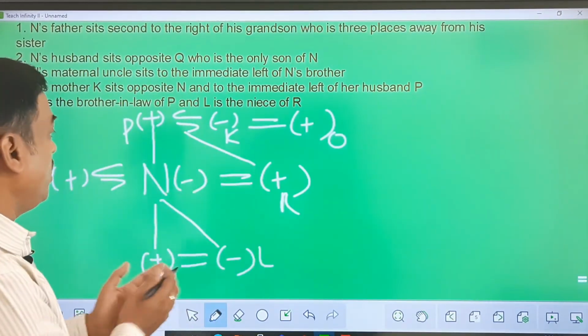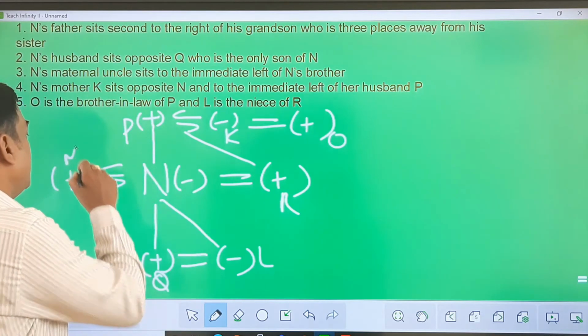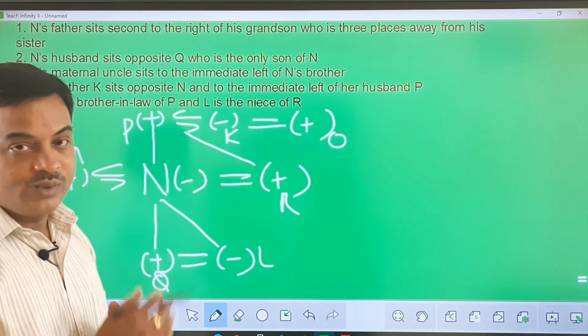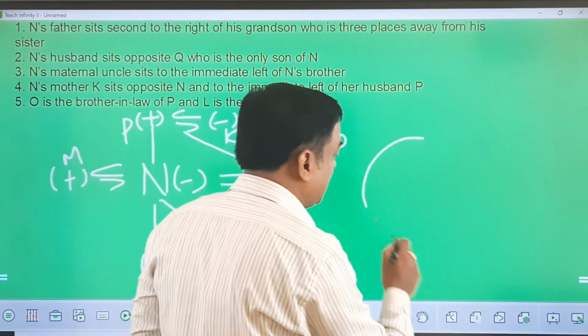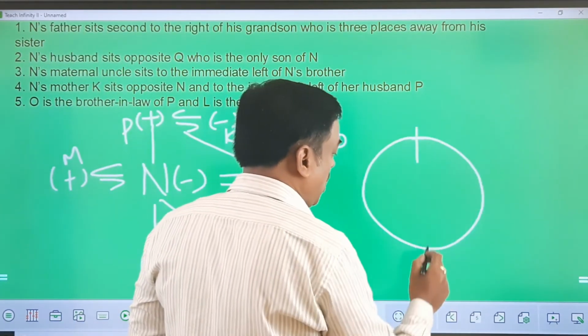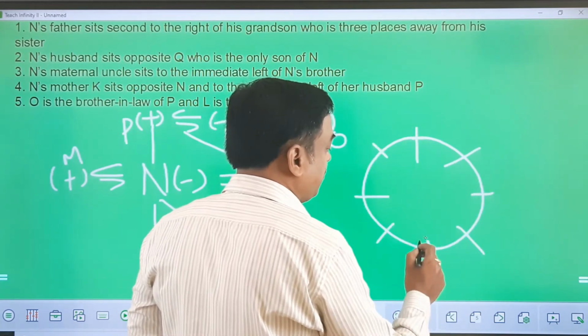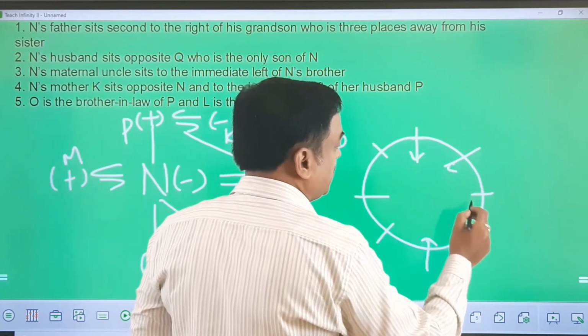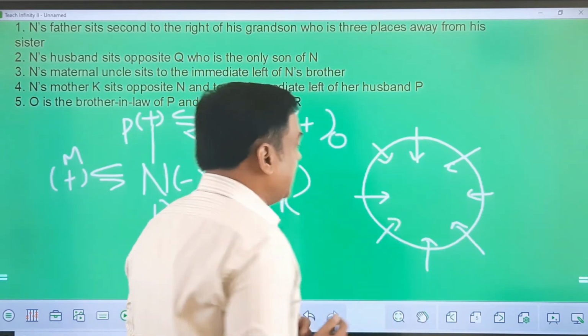Now see, we got all of them except one person, and that one person can be M over here. So we have all the family tree complete. Now based on the given information, we need to arrange all of them facing towards the center. We should not forget that, and based on that the arrangement should go. This is all facing center. We got an arrangement here.